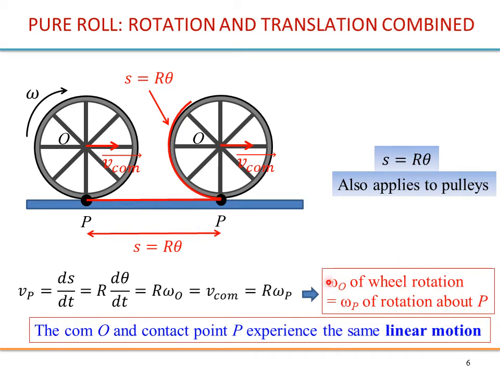These are two properties that you have to remember when we study rolling: that the center of mass and the contact point have the same linear motion, and that the angular velocity about the center of mass is the same as the angular velocity about point P.